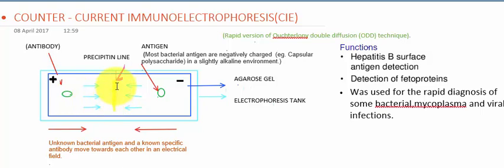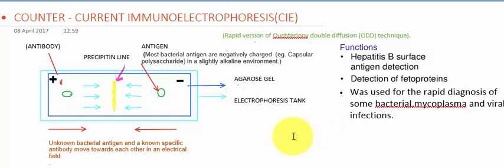If the line is very thin, then you can say that the antigen concentration is less. And if the line is not at all visible, then you can say the antibody is not present for that particular antigen. So let's move to the functions. It generally helps in the hepatitis B surface antigen detection, and in the detection of alpha fetoprotein, and it was used for the rapid diagnosis of some bacterial, mycoplasma and viral infections. So this is all about the counter current immunoelectrophoresis.